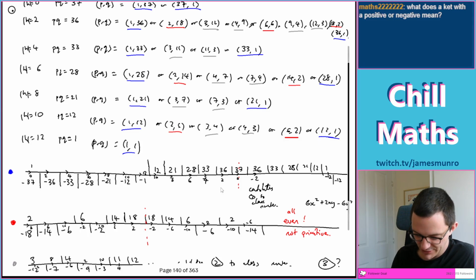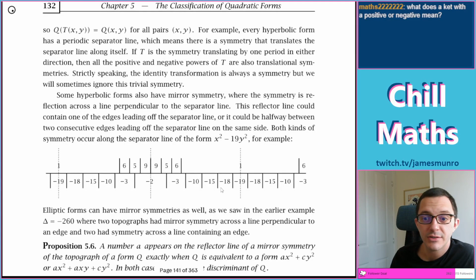Leaves the values of Q unchanged. So the values after the transform are the same. I'm interested in this because it's the sort of rotation I was just talking about. For example, every hyperbolic form has a periodic separator line, which means there is a symmetry that translates the separator line along a set. Hooray!